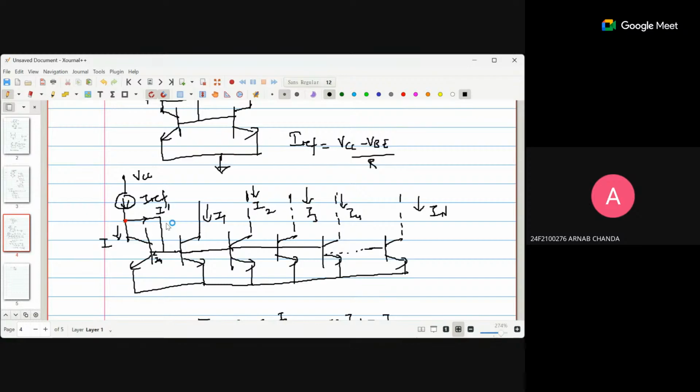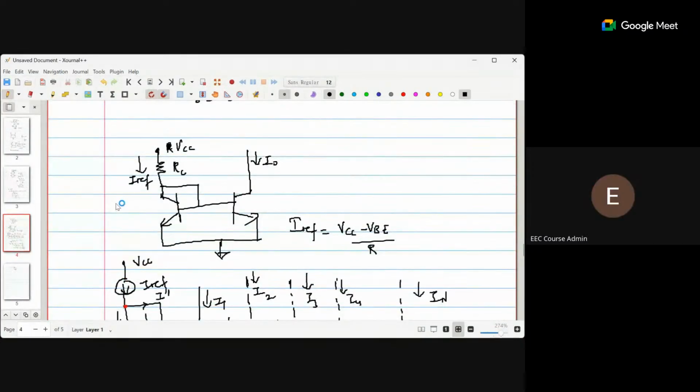Maybe I'm not clear on that. You are asking about the two branches. This circuit is divided into two circuits. If you consider this circuit it was clear. Here you may have a doubt. In the second circuit, this I reference we are actually setting by means of this resistor. So here you didn't have that doubt, right?